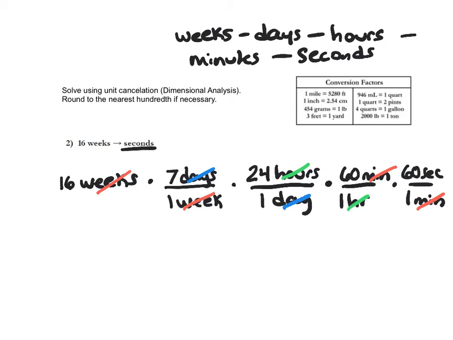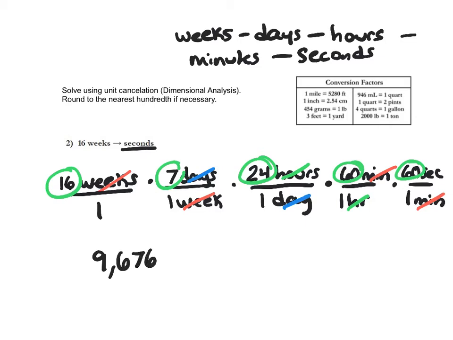Now what's cool about this, you can put your 1, and all you're going to be multiplying is your 16 times 7 times 24 times 60 times 60. That's going to be a big number. 16 times 7 times 24 times 60 times 60. I come up with 9,676,800 seconds in 16 weeks. So I think that's really fun. I hope you do too.